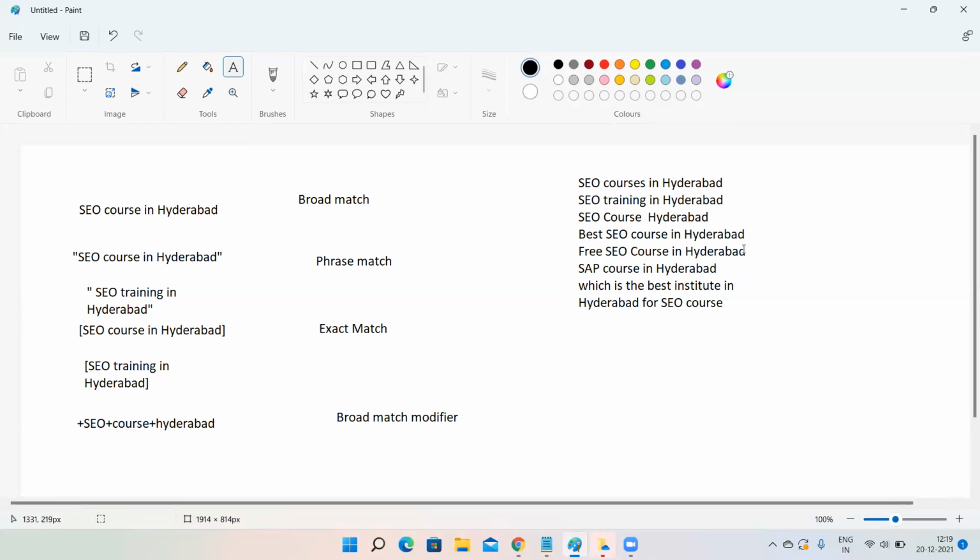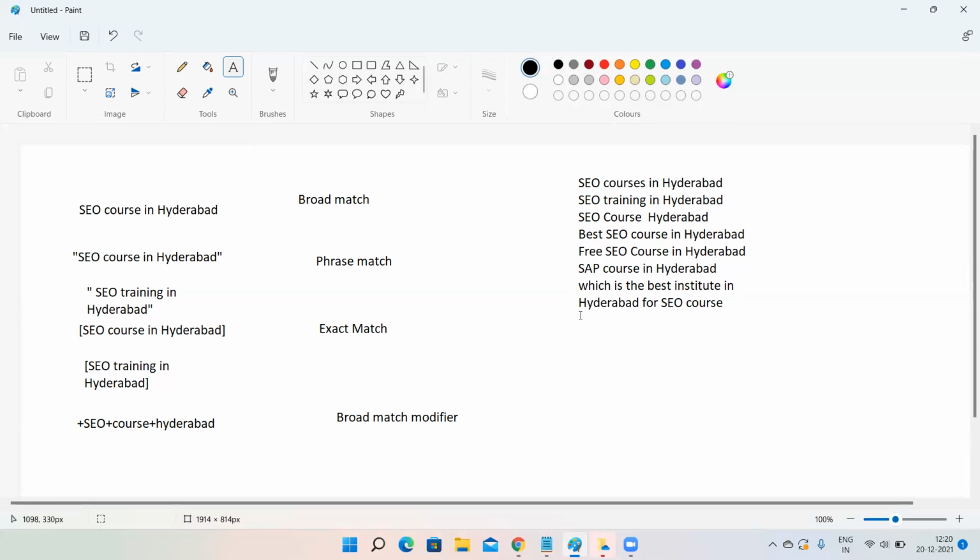Now, free SEO course in Hyderabad. Again, the problem arises over here. That is, again, for free also, my advertisement is going to appear. Now, SAP course in Hyderabad, obviously it's not going to appear. Which is the best institute for Hyderabad for SEO course? SEO is there, course is there, Hyderabad is there.